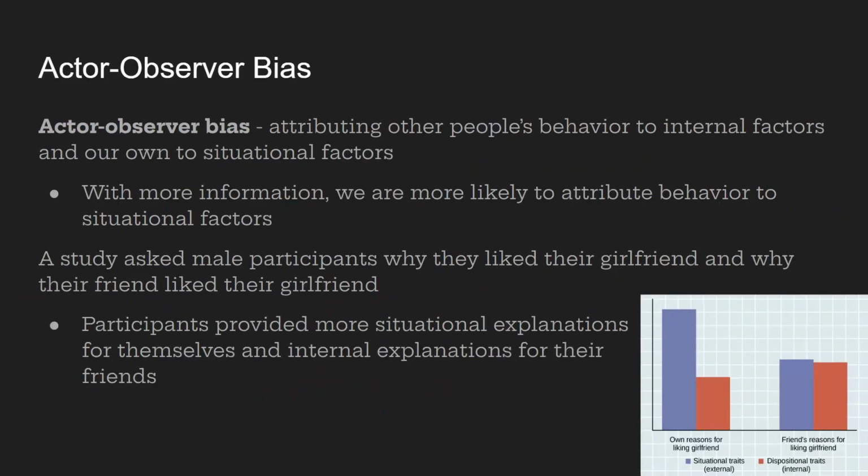The actor-observer bias. This is attributing other people's behavior to internal factors and our own to situational factors. With more information, we are more likely to attribute behavior to situational factors. A study that showed this asked male participants why they liked their girlfriend and why their friend liked their girlfriend. The participants provided more situational explanations for themselves and more internal explanations for their friends. And then the bar graph is down here.